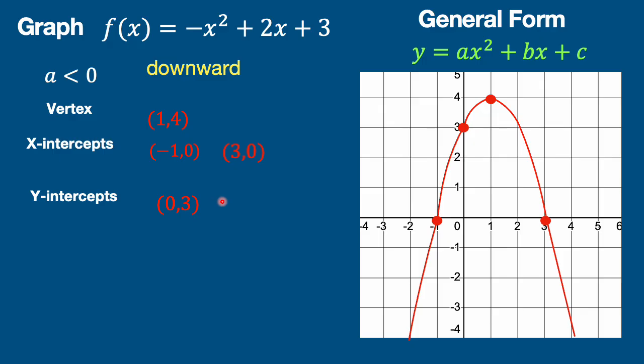Let me ask about the domain. Domain is all real numbers, right? Negative infinity to positive infinity. Range: this time it has a maximum. Maximum is 4. Range is going to be negative infinity to 4, guys, okay?